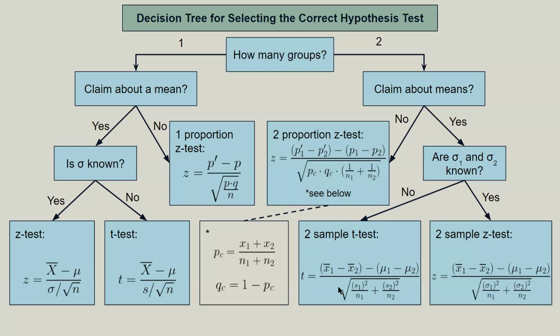So the big important thing in this tree is understanding one group or two groups. Is it a proportion test? Then it's a z-test. If it's a test about a mean, we look for standard deviation. If we know the population sigma, it's z. If we don't, it's t. And as I mentioned before, those requirements are the same requirements we were using to do confidence intervals last week.